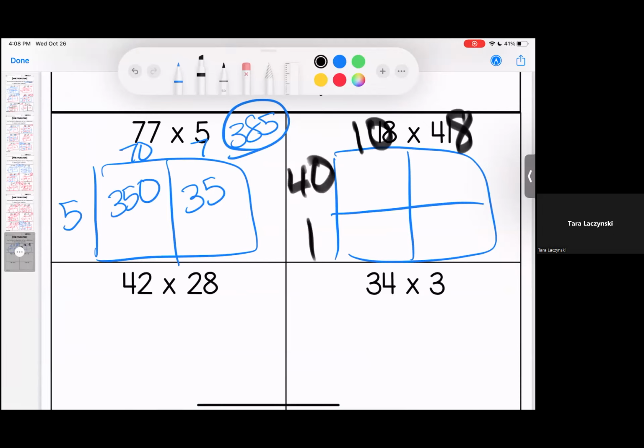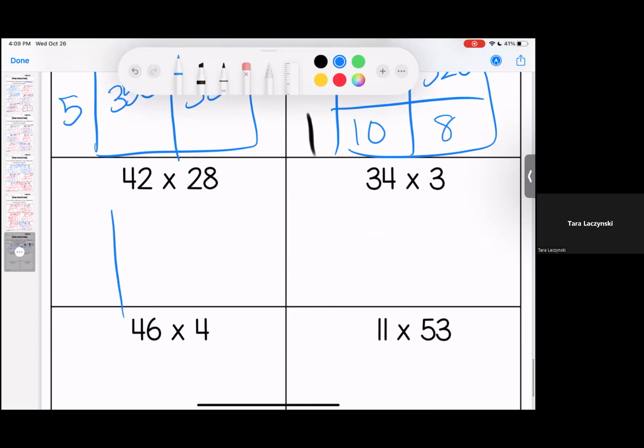4 boxes here. We have a 10 and an 8, a 40 and a 1. So we're multiplying 18 times 41. 4 times 1 is 4 with 2 zeros. 4 times 8 is 32 with 1 zero. 1 times 1 is 1 with a 0. 1 times 8 is 8. If we add these all together, we get 738 for our final.